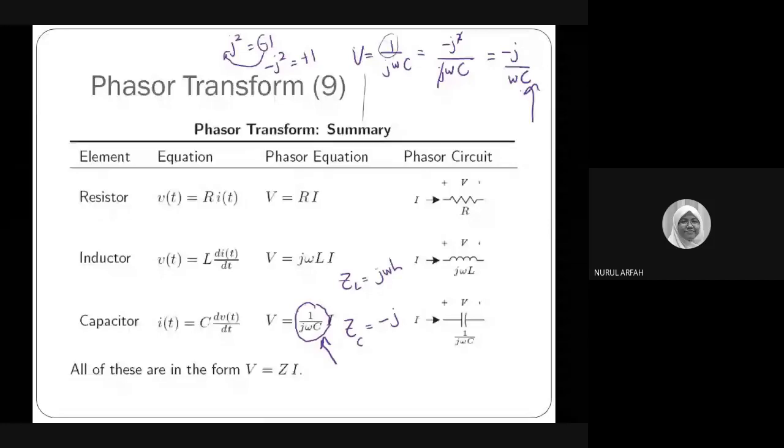This one is better. Why better? Because we want the j on the top part, not the bottom. So better put it as negative j over omega C, something like this. Just memorize this one.